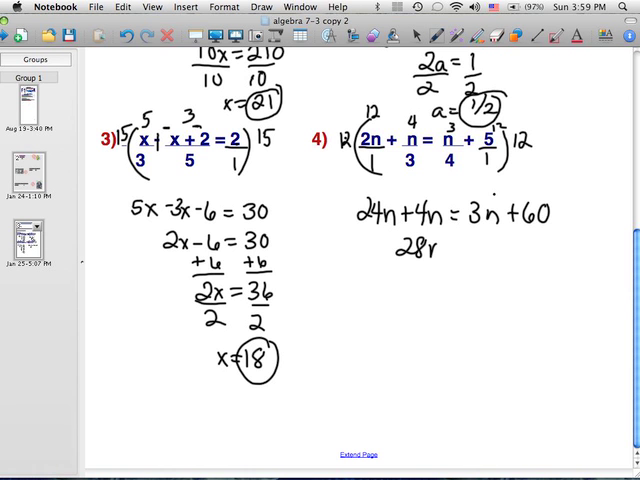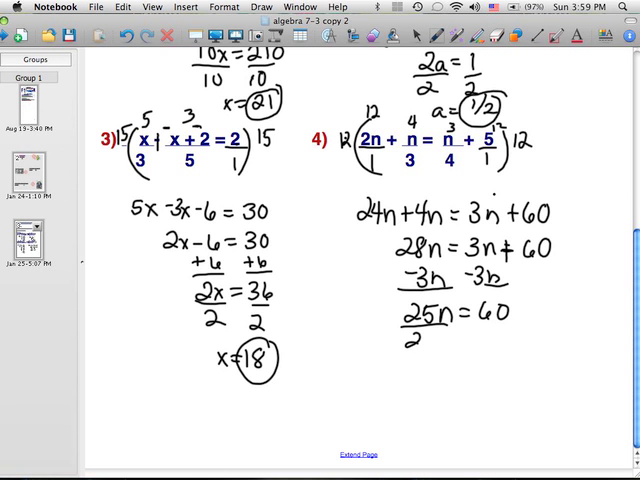So collecting like terms first, simplifying each side. Then getting the n's on one side, subtract the 3n. So I have 25n equals 60. Divide by 25. And 5 goes into 60 twelve times, and into 25 five times. So my solution is 12/5.